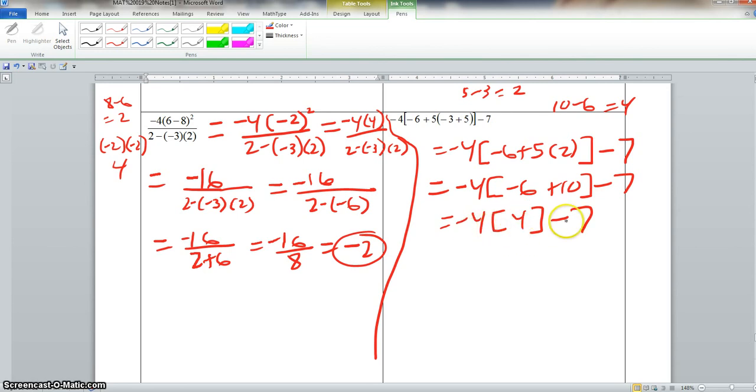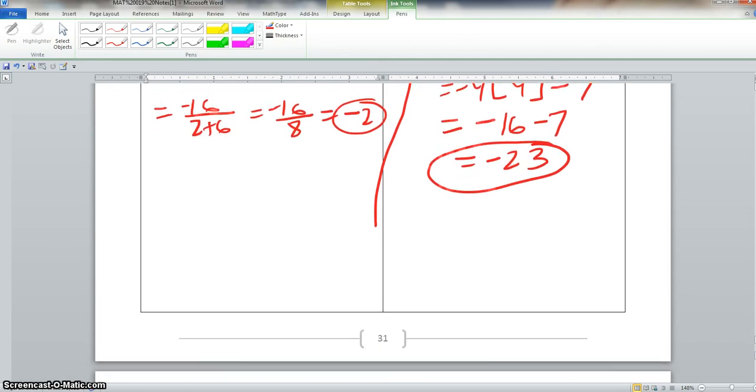So now we have multiplication and subtraction. We will do the multiplication first. So we have -4 times 4. We have one negative sign, so we know our answer will be negative. This will be -16 minus 7. These two values have the same sign, so you will add them together and carry the sign, which will give you a -23.